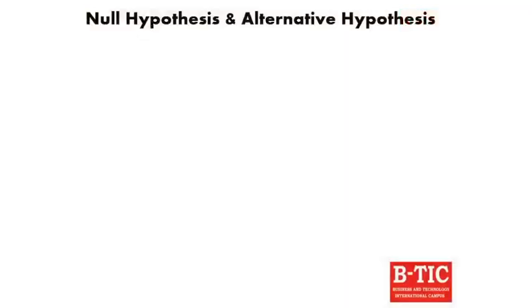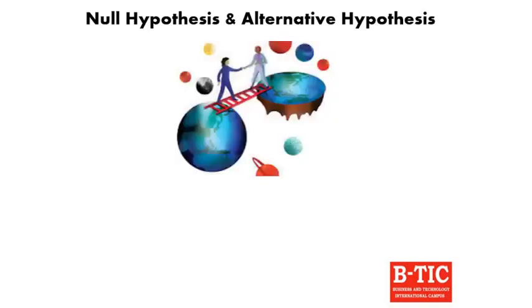In researches, you may have to disprove certain hypotheses and you may have to prove some other different hypotheses as well. What you need to disprove is what we call null hypothesis, and what you need to prove is what we call alternative hypothesis.